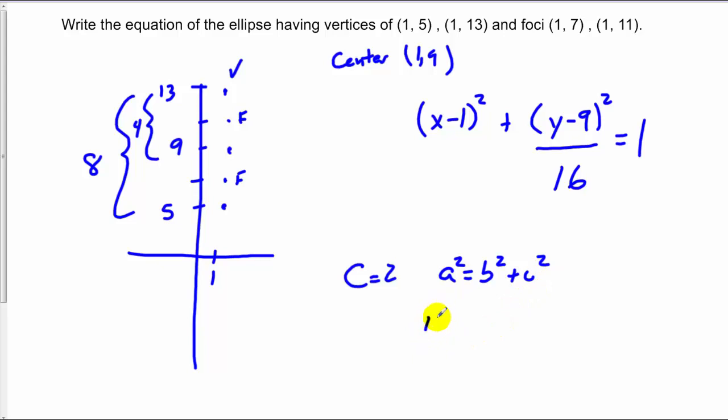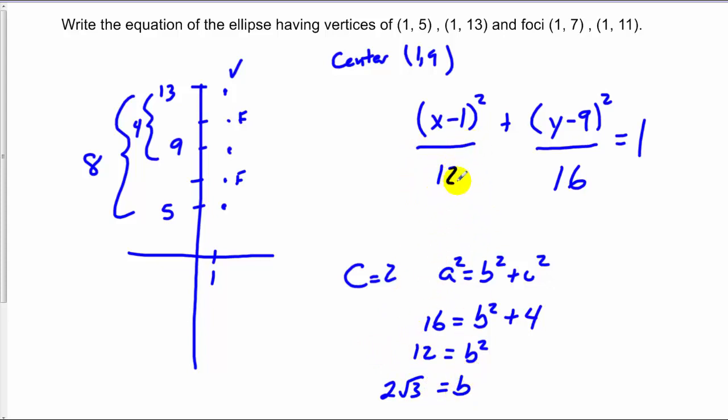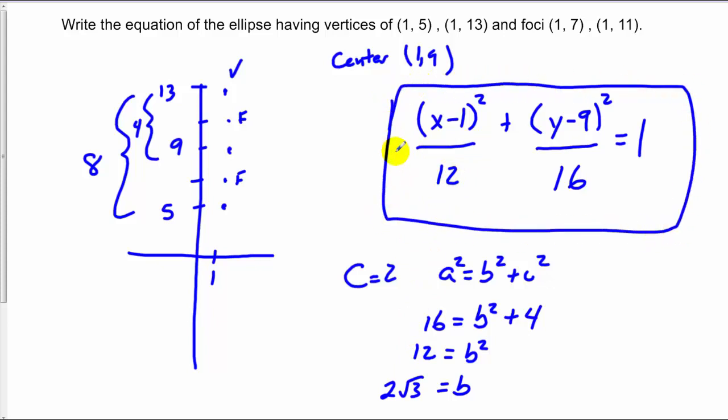Once again, I know that a squared equals b squared plus c squared. Therefore, a squared is 16. I'm looking for my b value. My c value is 2, so c squared must equal 4. 12 is equal to b squared. 2 root 3 is then equal to my b value. All I really needed, though, was my b squared value, which we found out was 12. And therefore, I've got the equation of this ellipse.